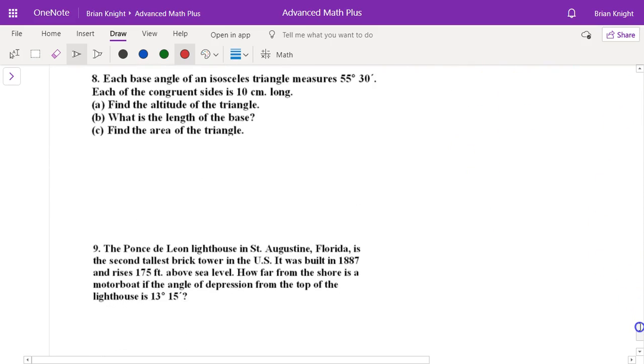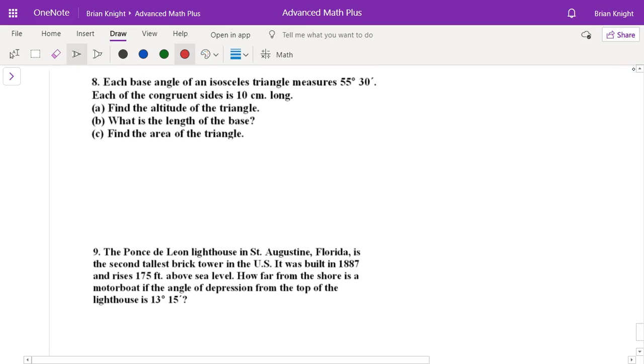Number 8. We have a little vocab that we need to be familiar with. It says each base angle of an isosceles triangle measures 55 degrees, 30 minutes. If you don't know what a base angle is and you don't know what an isosceles triangle is, we're already lost. So, first off, what is an isosceles triangle? Triangle with 2 sides that are the same. So, I'm just going to draw a regular old triangle with 2 sides as close to being the same as I can draw, okay?